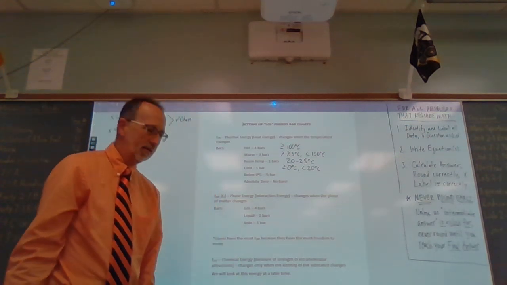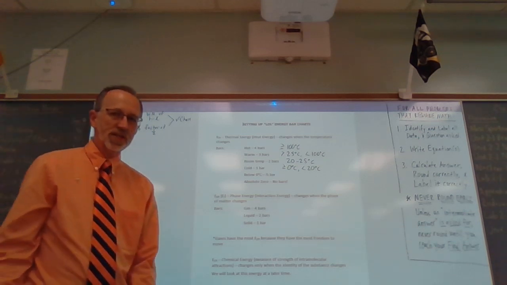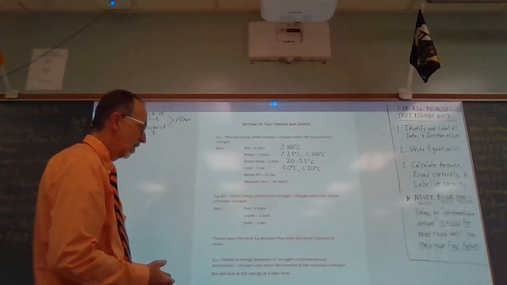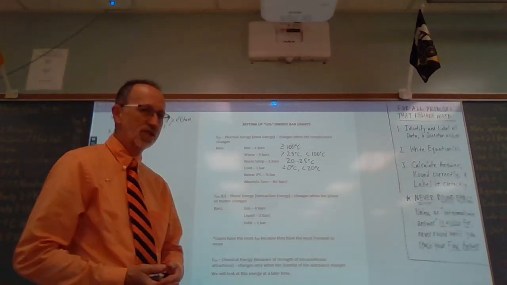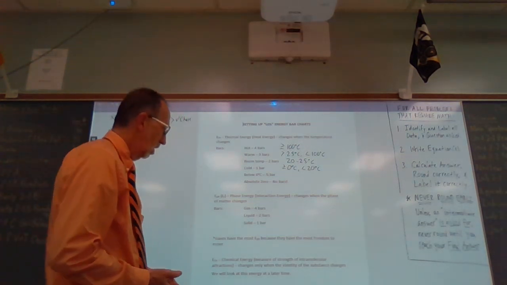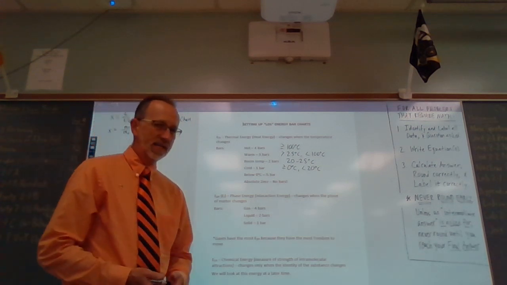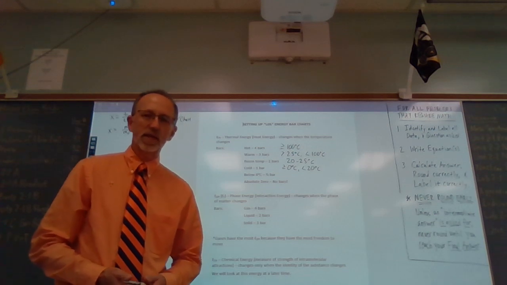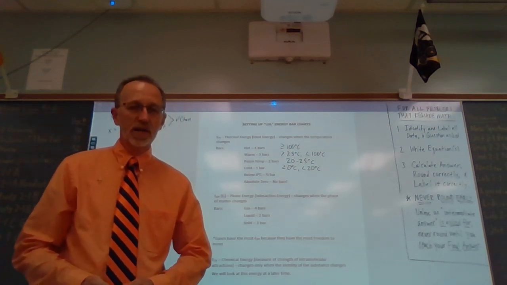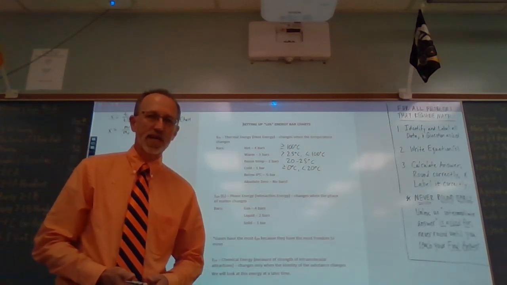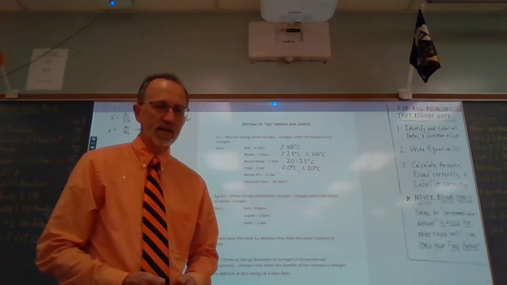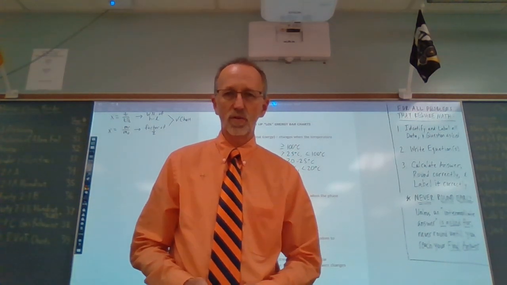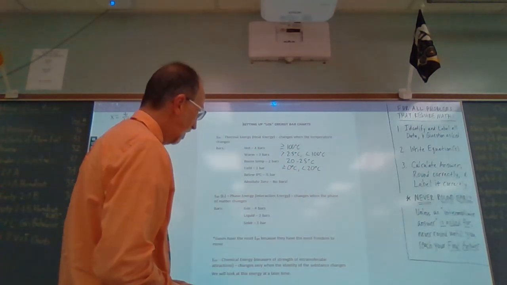And then finally, down at the bottom, chemical energy. We mentioned this yesterday too. Chemical energy is a measure of the strength of the intramolecular attractions, which we call bonds. This changes only when the identity of the substance changes. We're going to look at chemical energy in another unit. We're just dealing with physical changes in this unit in regards to energy change. So for now, chemical energy we're going to leave alone.